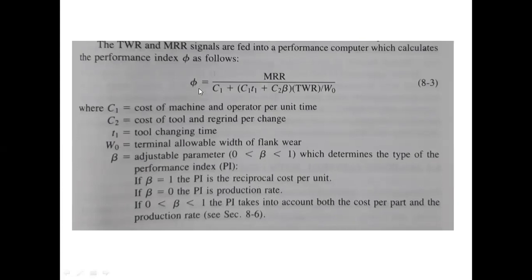Basically, what will this performance index indicate? The significance of this will depend on your beta value. If you've taken beta as 1, this gives you the reciprocal cost per unit. If it is 0, then the performance index gives the production rate. If it is between 0 and 1, it takes into account both the cost per part and the production rate. So this varies, and therefore the performance index will have different value, different significance. So this phi, performance index, is what is important here.